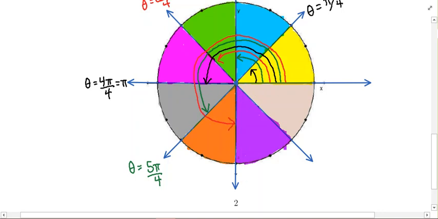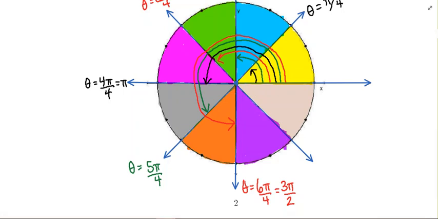Okay, so there will be your terminal side. So this angle will measure 6 pi over 4. This will reduce, both of these numbers are divisible by 2. So 6 pi over 4 reduces to 3 pi over 2. Okay, all right, a couple more.